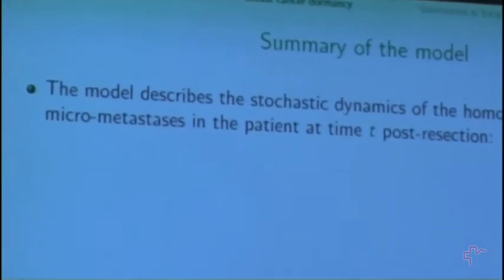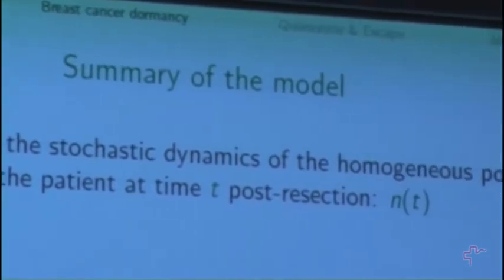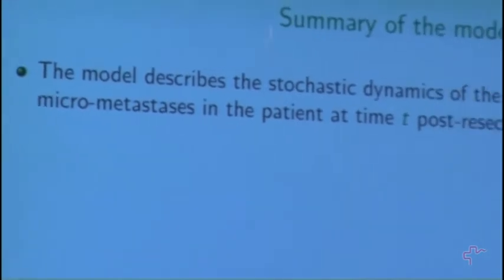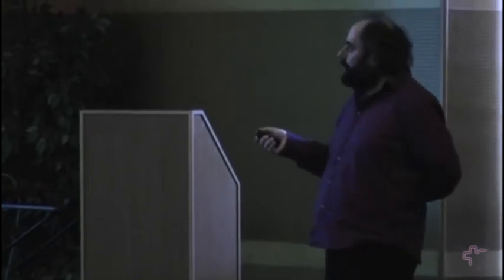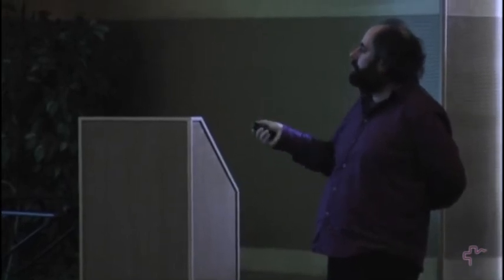So I will go through a verbal description of the model. In this particular case, the model describes the dynamics of a homogeneous population of micrometastases in one single patient at time t post-resection. So this N(t) is the number of micrometastases in one particular patient t years after she underwent surgery. Okay. So at time equals zero, this is the time of the operation, the time of resection. The number of metastases seeded already by the primary tumor is supposed to be a random variable distributed according to a Poisson distribution, and it has this parameter. Okay. So the dynamics of this population of micrometastases is given by this model.